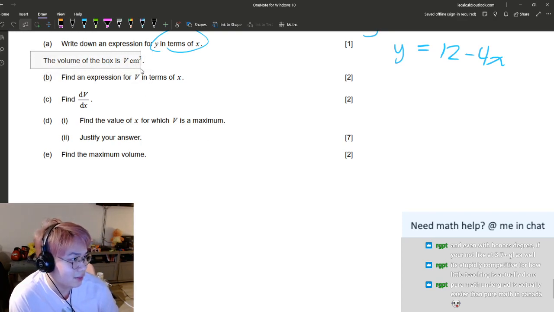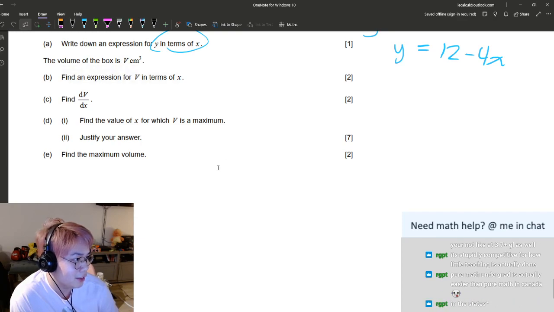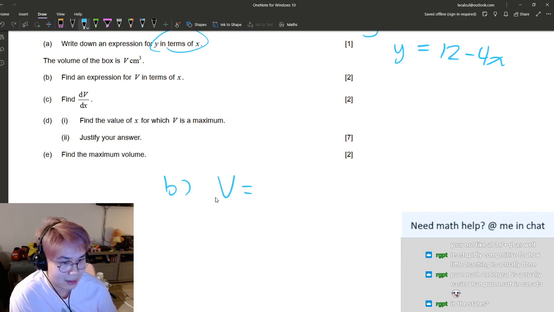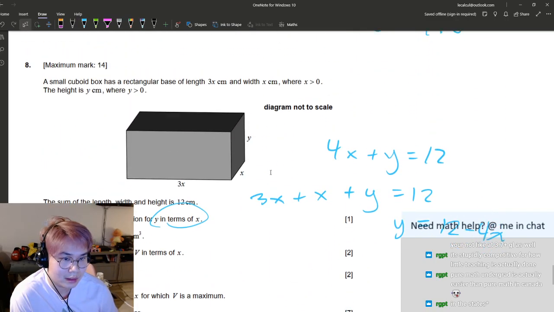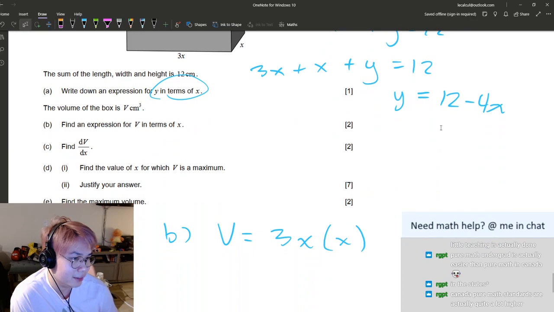Anyways, let's see. Volume, right? Find an expression of volume in terms of x. So volume is length times width times height, so that's 3x times x times y. And then in part A, we know that y is 12 minus 4x.